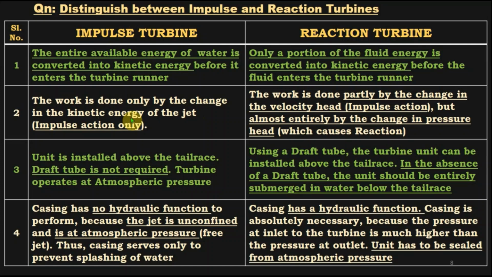That means only the change in dynamic head is responsible for the work done on the Pelton turbine, or for that matter an impulse turbine in general. That means only the impulse action is there to produce work in an impulse turbine. Whereas in a reaction turbine, the work is done partly by the change in velocity head, that is impulse action, and almost entirely by the change in pressure head. The change in pressure head is essentially causing the reaction.